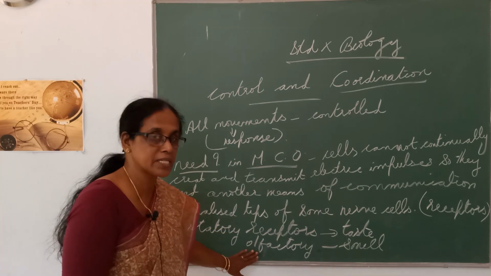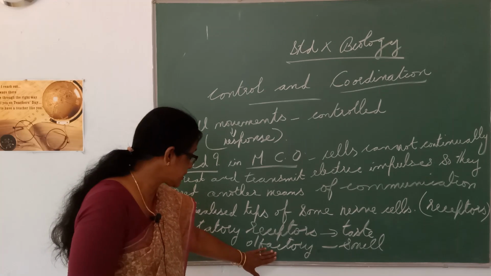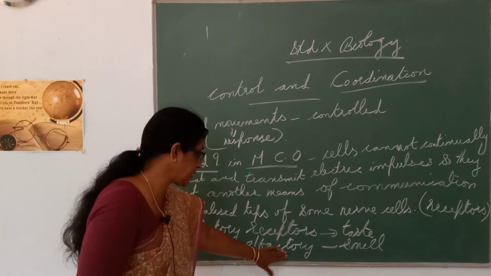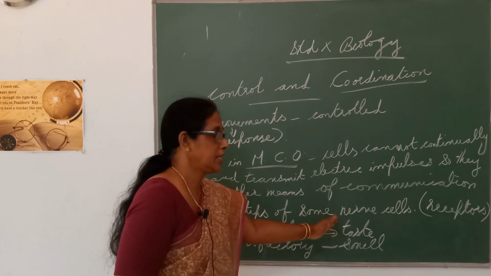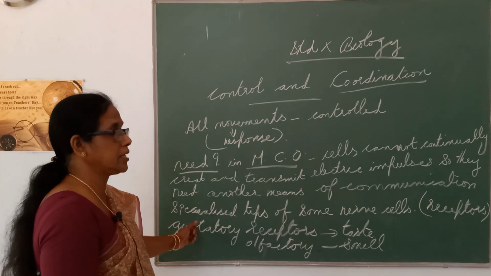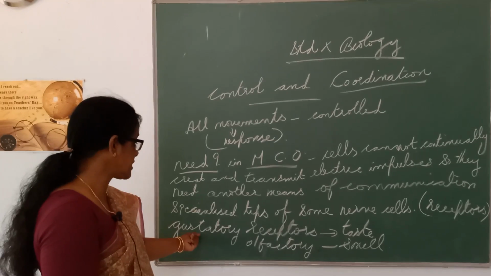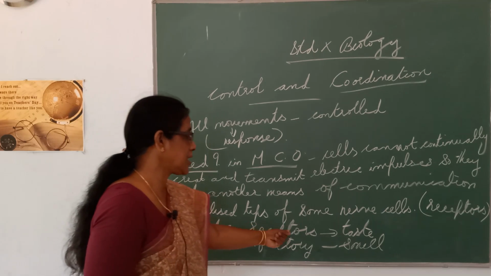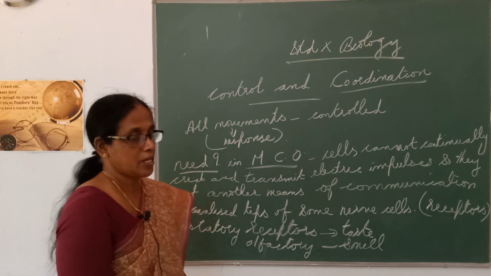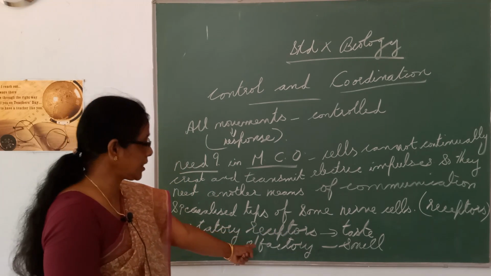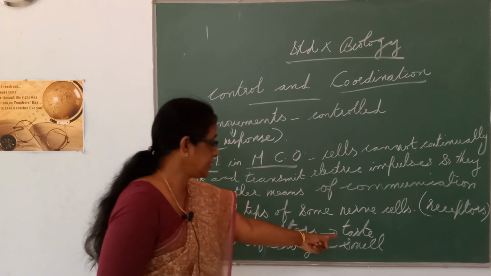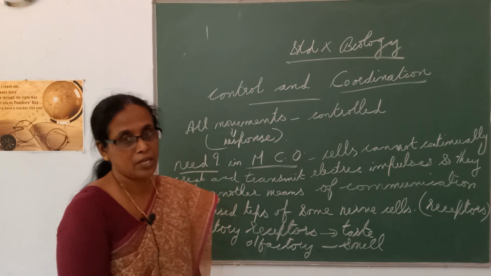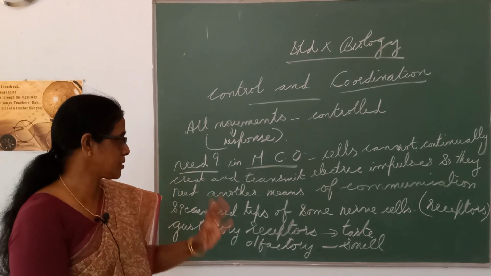So there is a receptor in our nose. That receptor is known as the olfactory receptors. Then you can taste everything. That receptor is seen in the tongue. That receptor is known as the gustatory receptor. So the gustatory receptors detect the taste, olfactory receptors detect the smell. So I think you understood these points.